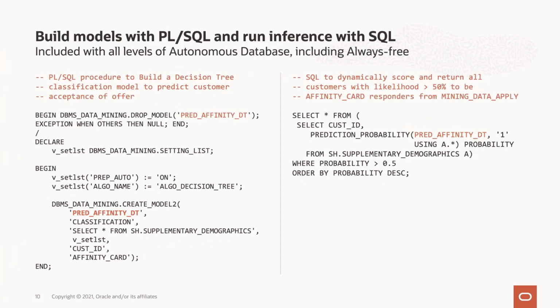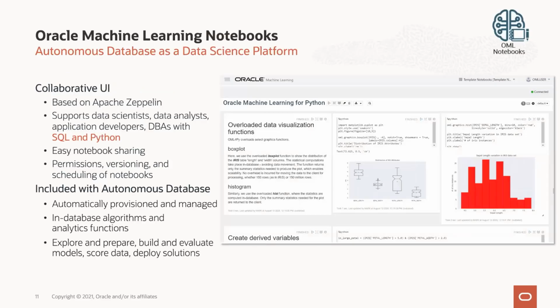For that, we're going to use the Oracle Machine Learning notebooks. The Oracle Machine Learning notebooks is an interface that we created on top of Autonomous. This is what data scientists will normally use, and it is available on all Autonomous databases, including the always free. You get this collaborative UI, basically a notebook interface. Let's take a look at that environment, and I'll show you around.